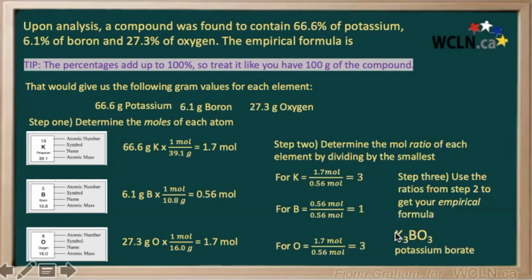And in this case, we would have 3 potassium, 1 boron, and 3 oxygen, giving us potassium borate, which is sometimes used in cosmetics.